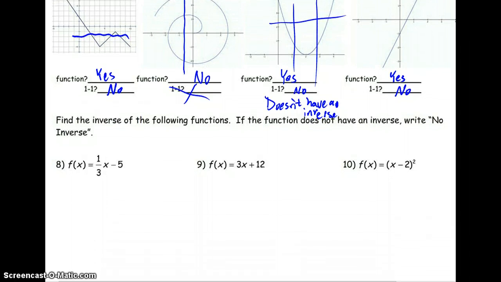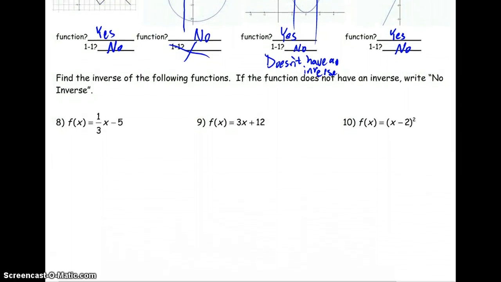Just real quickly addressing the last 3 problems, wanted to talk about, ironically, number 10 first. This is a parabola. We know this from Chapter 5. This parabola, of course, has a U-shape just like so. It would not pass the horizontal line test. This would be an indication of not having an inverse.